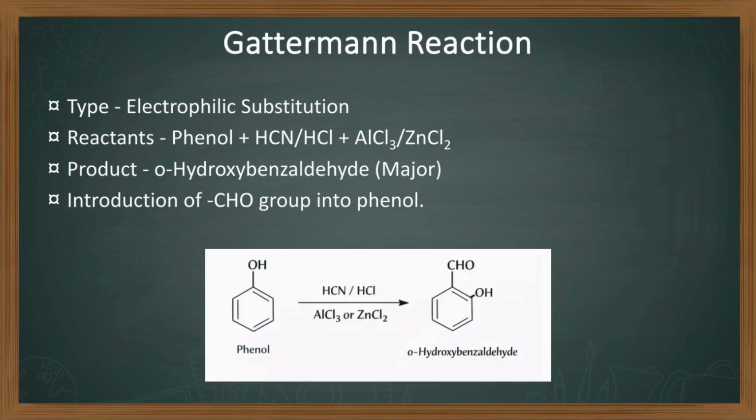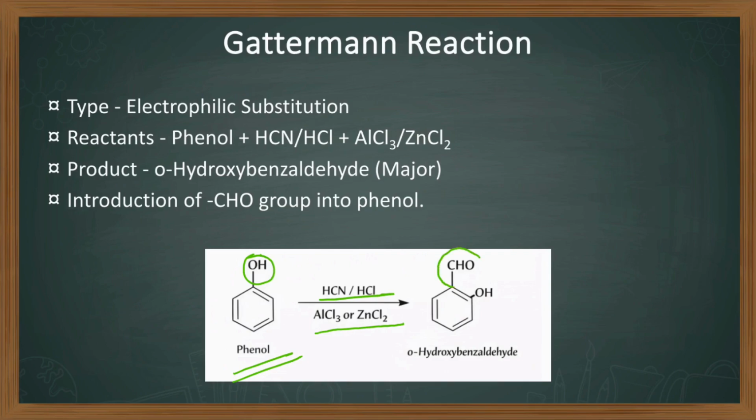The next reaction is Gattermann reaction. The reaction is slightly similar to Reimer-Tiemann reaction. That is, you start with phenol, or for that case any benzene ring with an activating group. So here we are considering phenol. When phenol is allowed to react with HCN or HCl, that is hydrogen cyanide or hydrogen chloride, any one of them can be taken in the presence of a Lewis acid catalyst like aluminum chloride or zinc chloride.